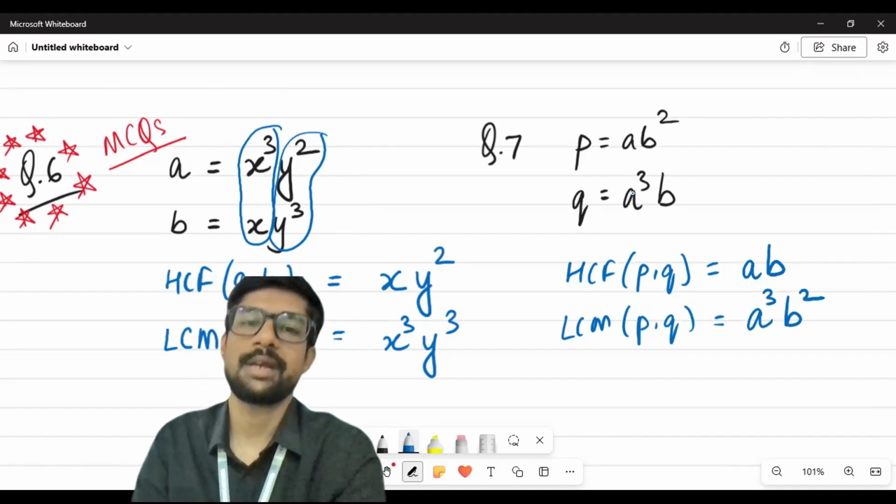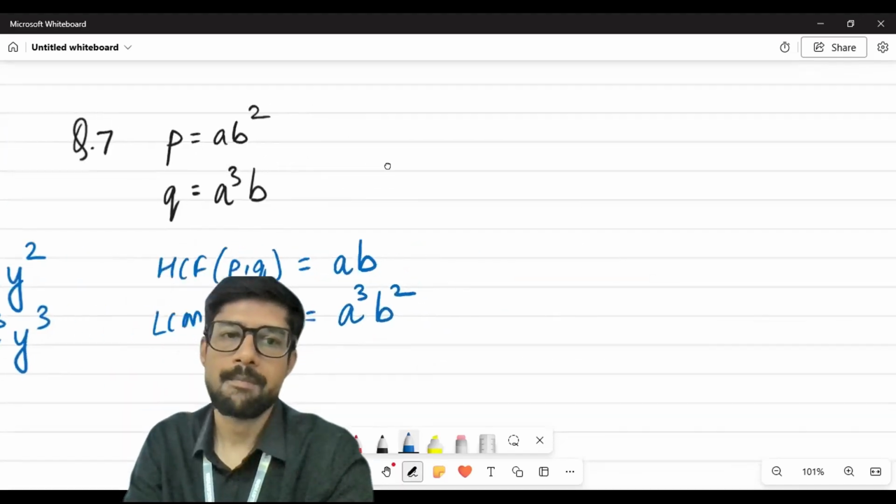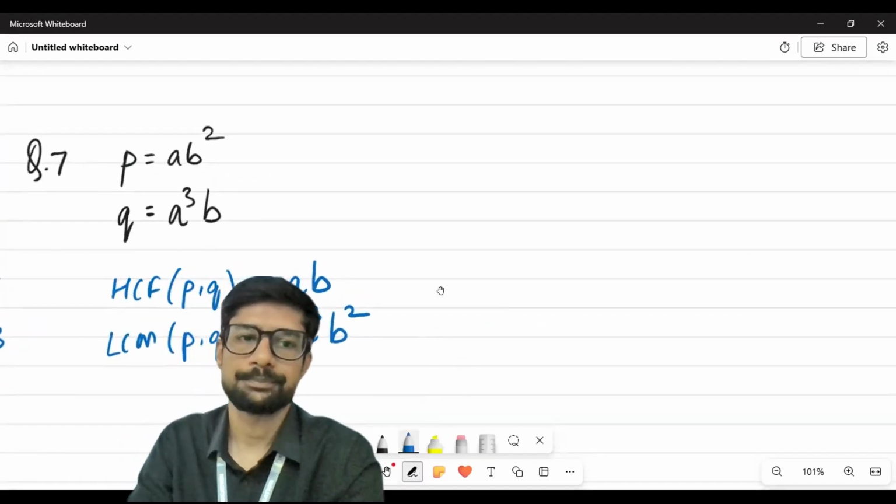Very nice. So this variety is ensured, clear. We'll be able to attempt it whenever asked.